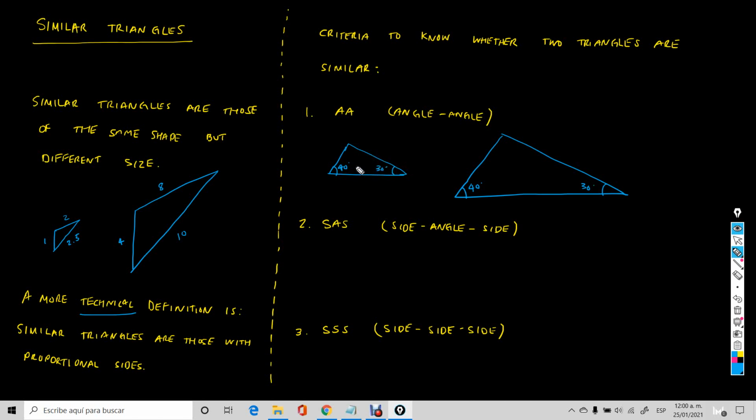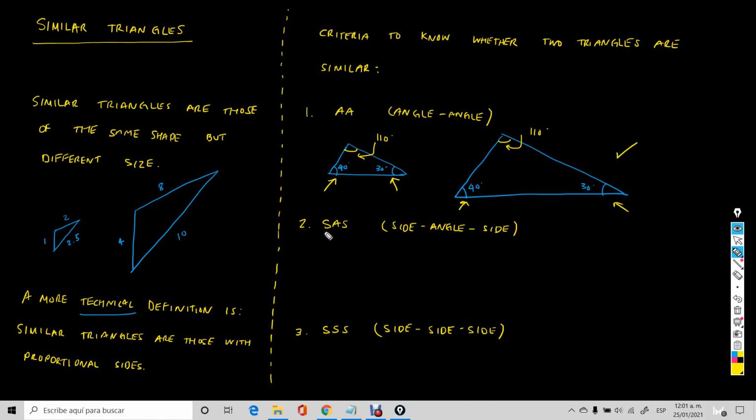Why? Well, because it's clear that we can find the remaining angle, which is this and this, right? If this is 40 and this is 30, this must be 110, correct? And this one has to be the same, right? So basically, the two triangles have the same angles, therefore have the same shape, and therefore they are similar. So if two triangles have two angles equal to one another, you can be sure that they are similar triangles. So that's for the first criteria.